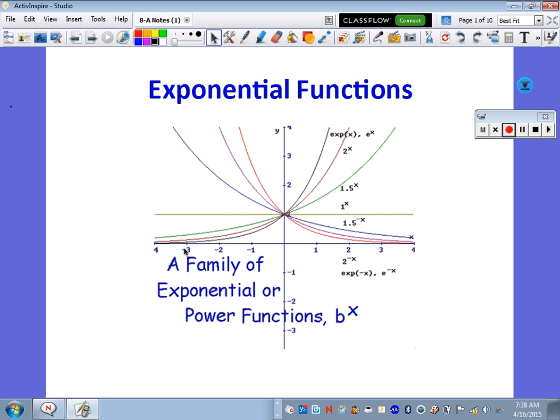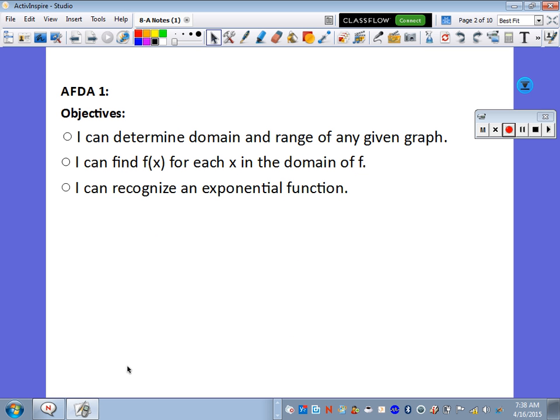All right, and so what you're looking at when you look at exponential functions is a different type of function. You see they kind of have them labeled. It's some number raised to the x power is what you're looking at. So we'll go into a little bit of that in detail. You're going to be able to determine domain and range for any given graph, find f of x if we give you x, and recognize an exponential function.